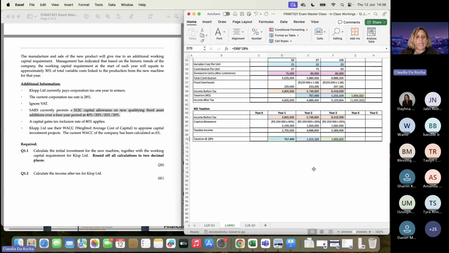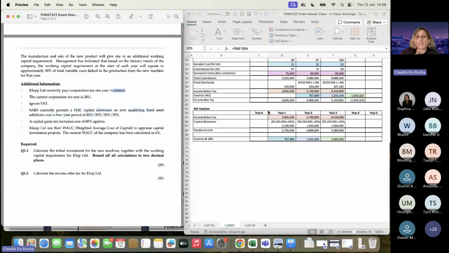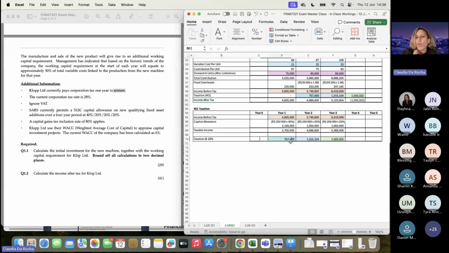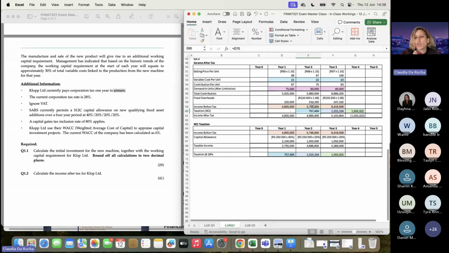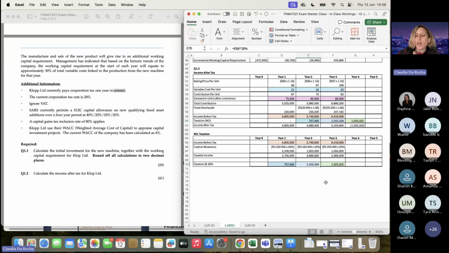Then with tax, remember, it's paid in arrears. So when we are doing our income after tax, although the tax is calculated in year 1, we only pay it in year 2. So it goes in year 2 column. Year 2's tax, we calculate in year 2, but we only pay in year 3. Year 3's tax, we calculate in year 3, but we only pay in year 4. So that's why it's like that. And that is how we then calculate our income after tax, or in other words, our net cash flow after tax.